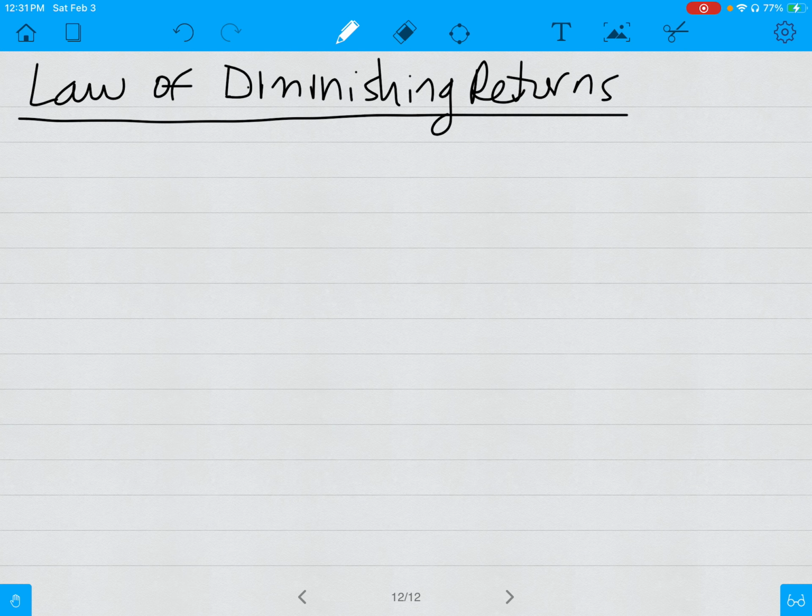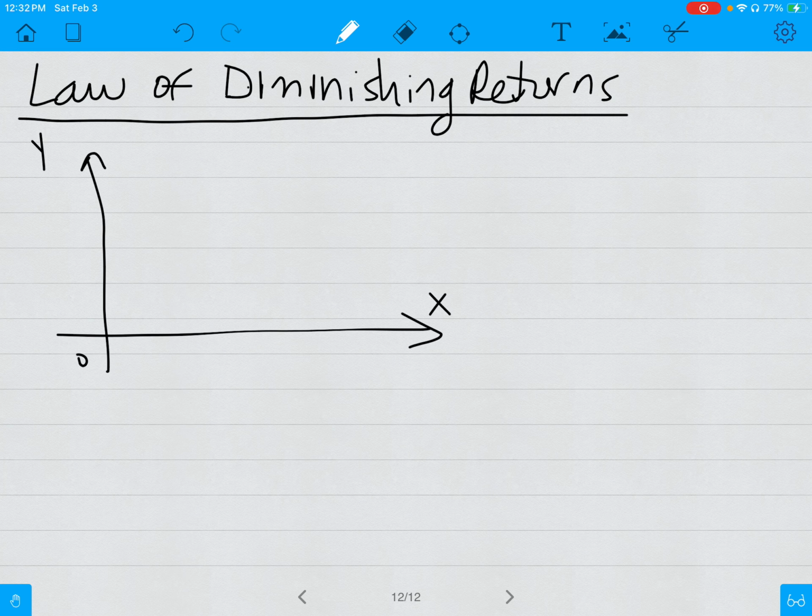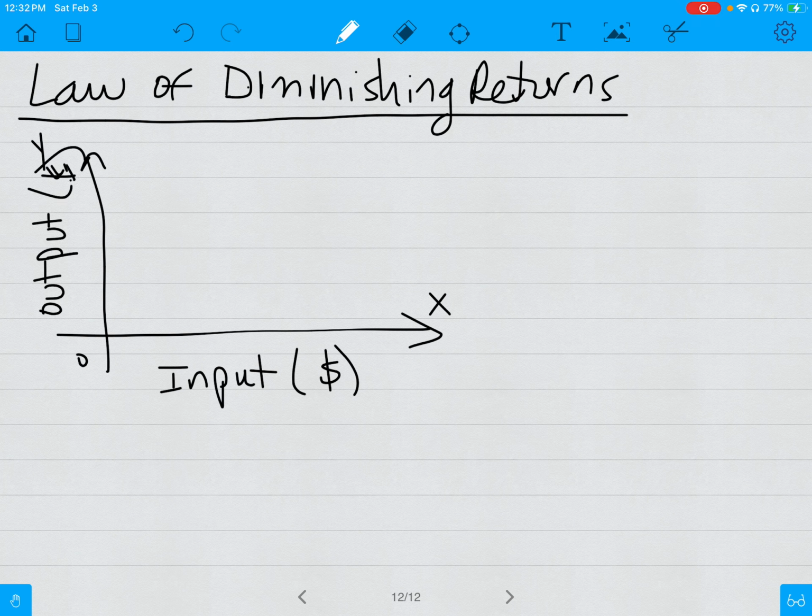So the idea, let's say that we're looking at a function that represents how much dollars we're putting into something, like maybe not necessarily an investment, but into a business or into an operation, into a service. And then we're also going to look at the output in dollars. So here's our input, and then we've got output as the y-axis. Again, that's in dollars.